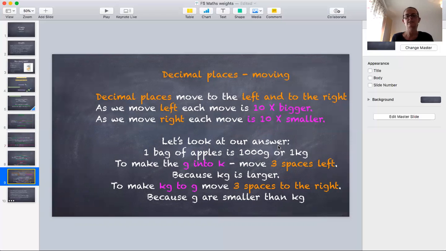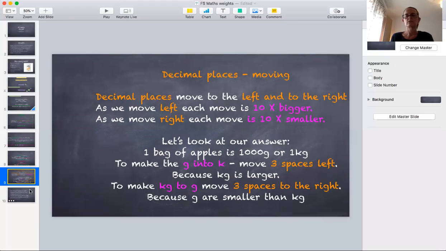Let's look at our answer. 1 bag of apples is 1,000 grams, or 1 kilogram. To make the grams into kilograms, we've moved 3 spaces to the left because kilograms is larger. To make kilograms to grams, we move 3 spaces to the right because grams are smaller than kilograms. So the zeros are showing you how many spaces the decimal place is moving each time.